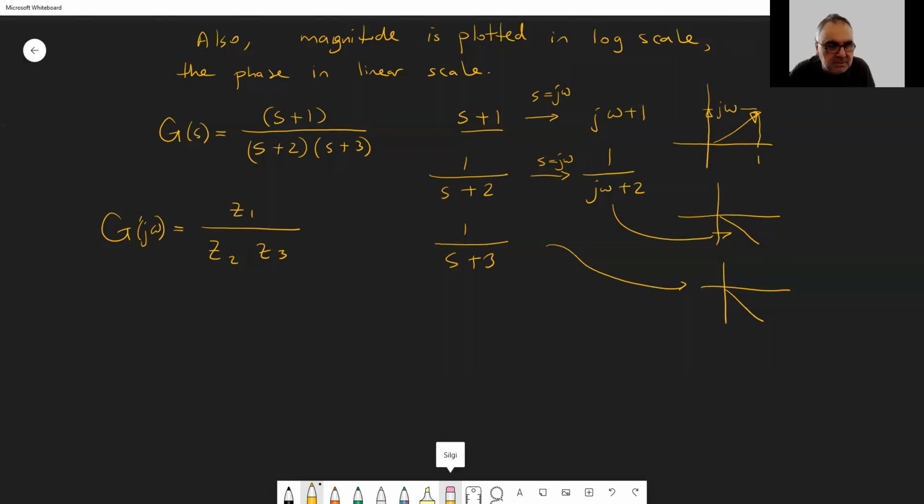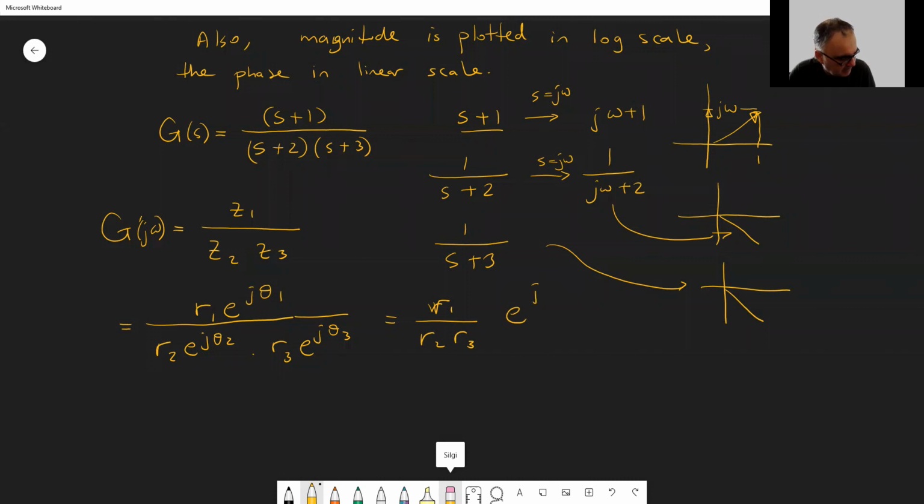Now, if I can write this in polar form as, let's say, r1 e to the j theta 1, r2 e to the j theta 2 times r3 e to the j theta 3. Or I can write this as r1 divided by r2, r3, right? This is r, e to the j, let's say, theta 1 minus theta 2 minus theta 3, okay? So e to the j terms have that nice property of being additive.